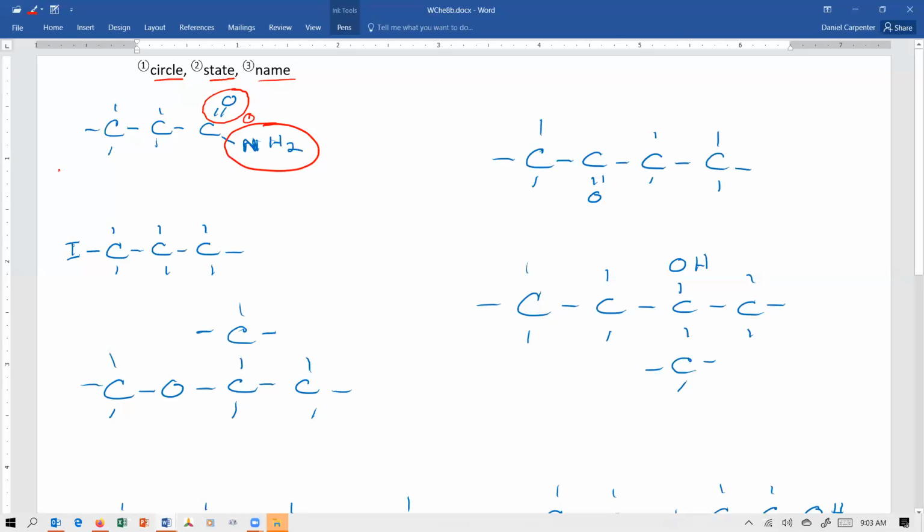Second thing, state. So we've got a double bonded O and an N. Double bonded O and an N makes this an amide. Sorry, the text beeps distracted me.